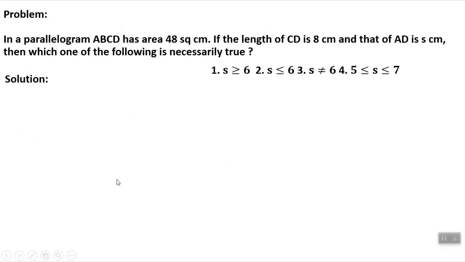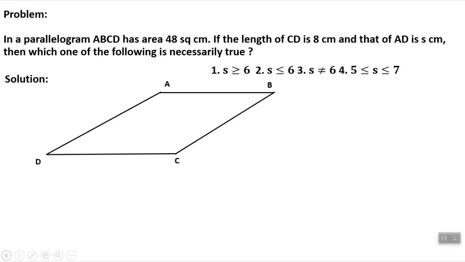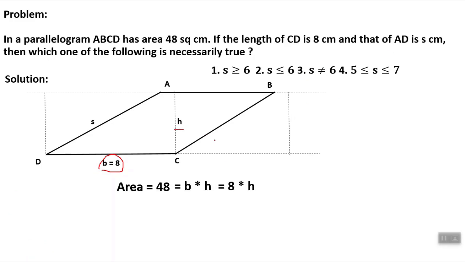So what could be the solution of something like this? You draw a diagram, you have this parallelogram, and you mark the sides given. CD is 8 and AD is S, and the area is 48. Very simple in terms of area of the parallelogram. Area is nothing but base times height. And so if we write that, we get the value of the height of this parallelogram, which is equal to 6 centimeters.